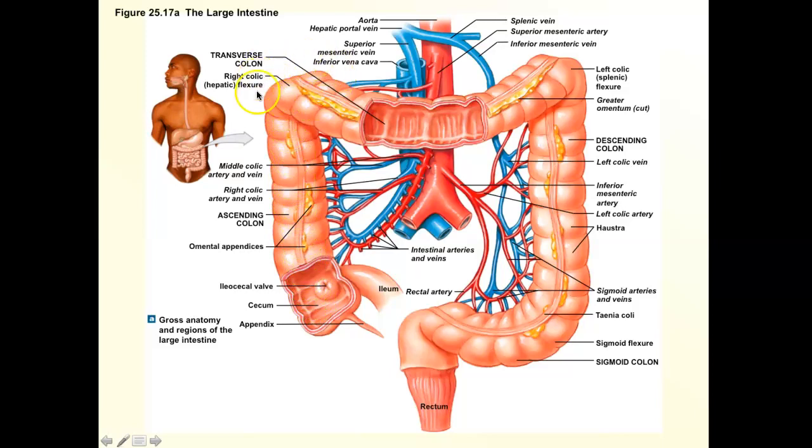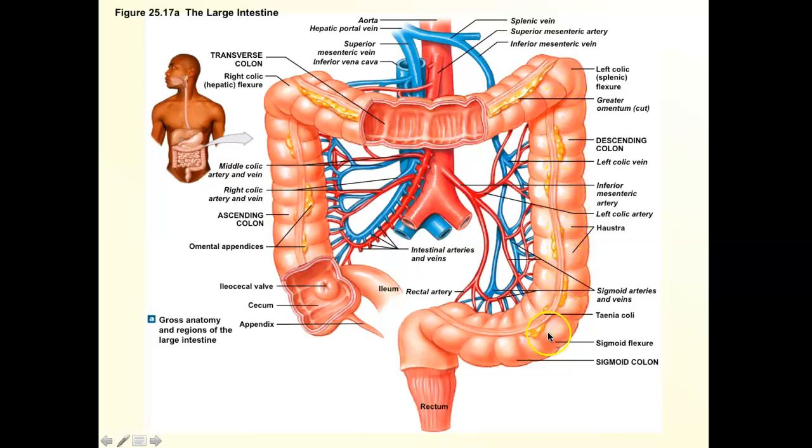There is a flexure here, so there's a bend, right? So this is called the right colic flexure. Another word for it is hepatic flexure. I kind of like hepatic flexure because it tells you that the liver is right there. As we move along, this is called the transverse colon, transversing your abdominal cavity. We have another flexure, this is called the left colic flexure or splenic flexure, because your spleen is located right here. Then you have the descending colon on the left side.